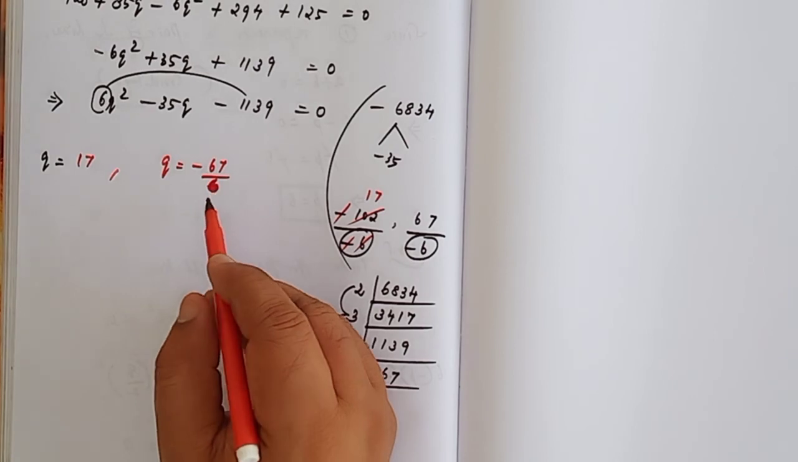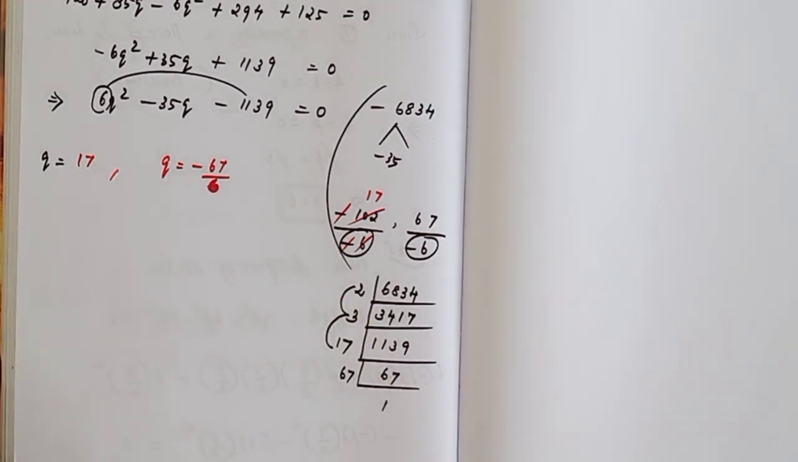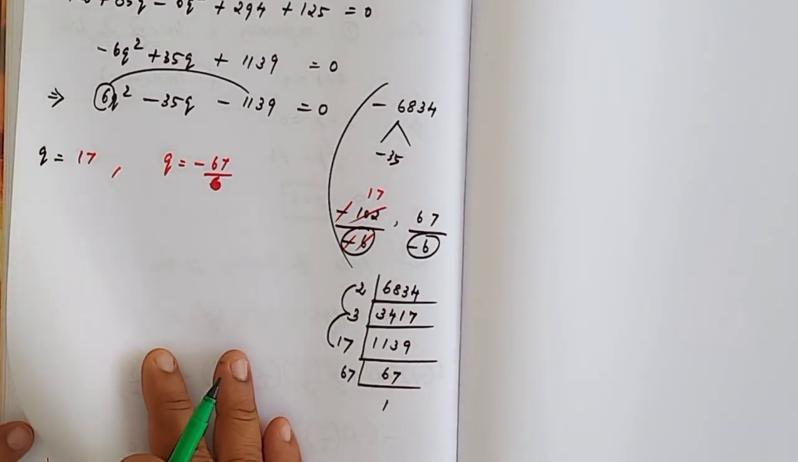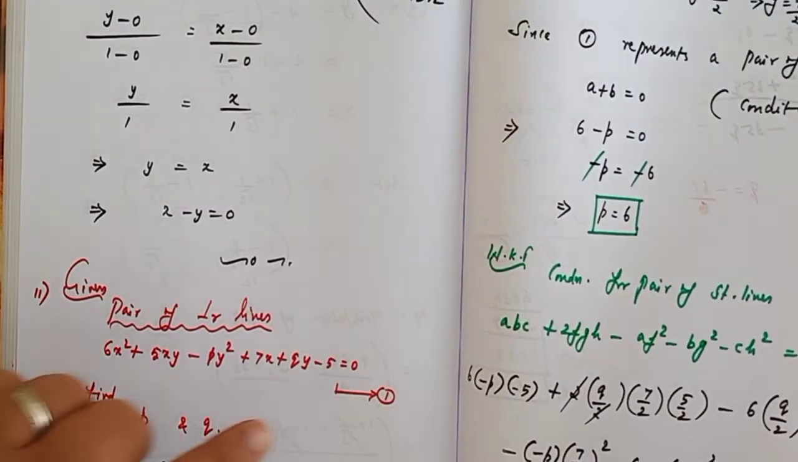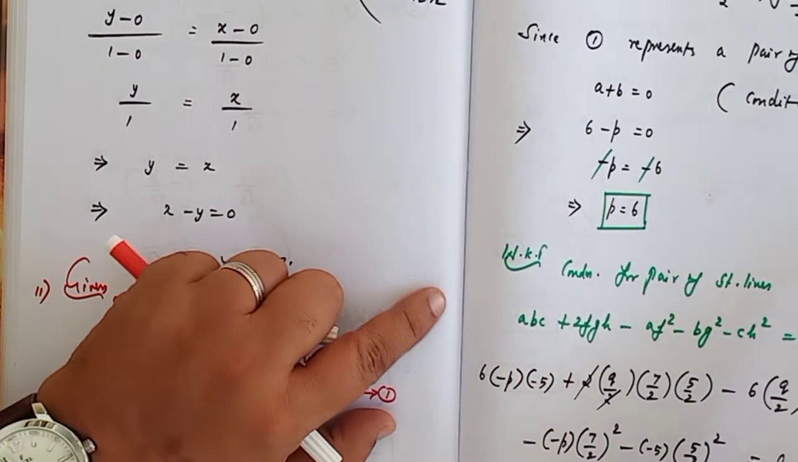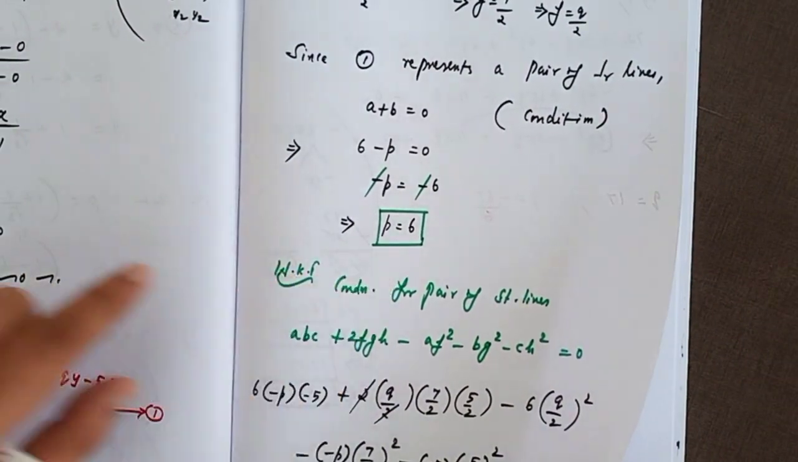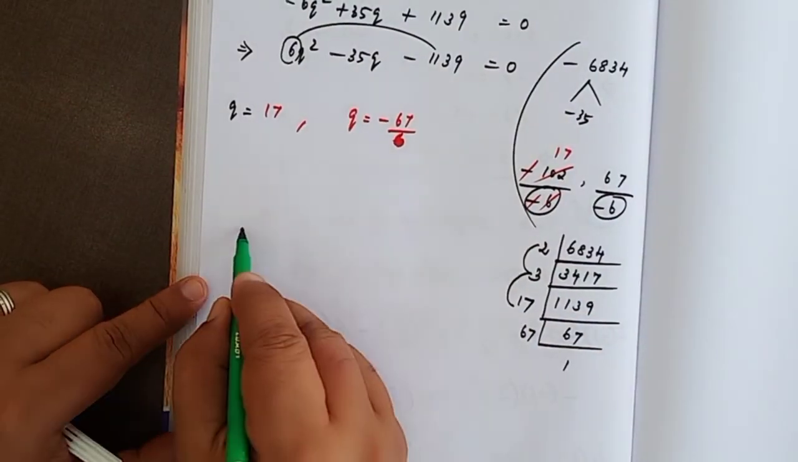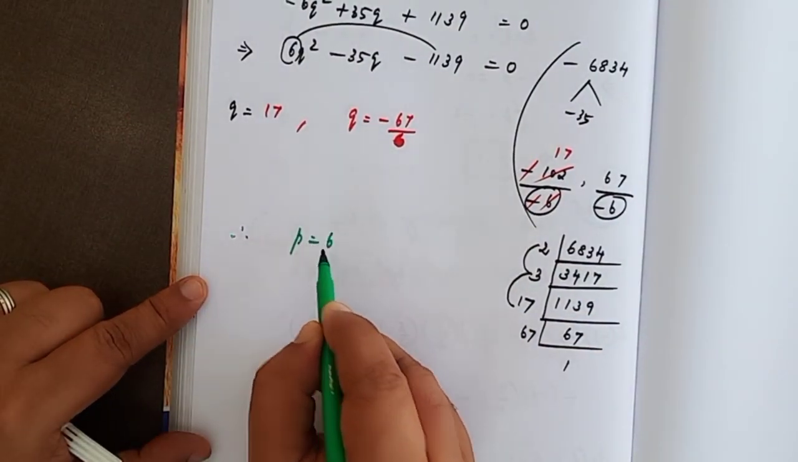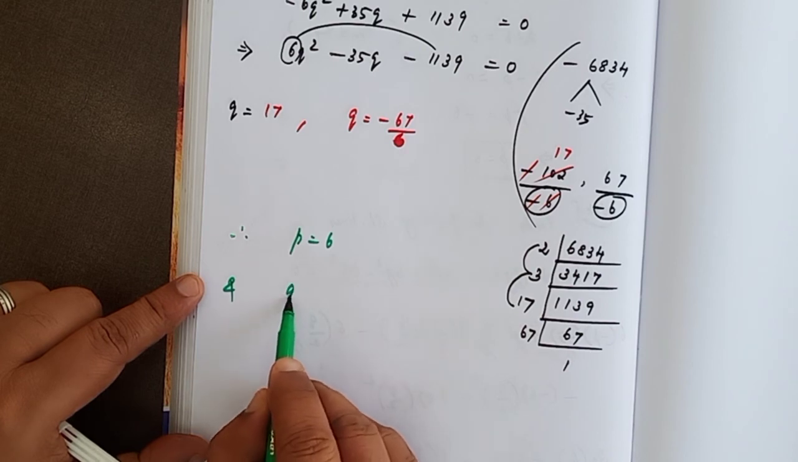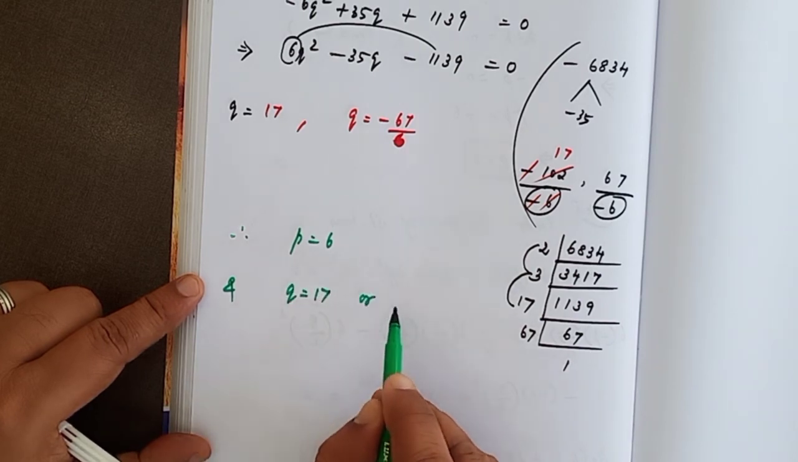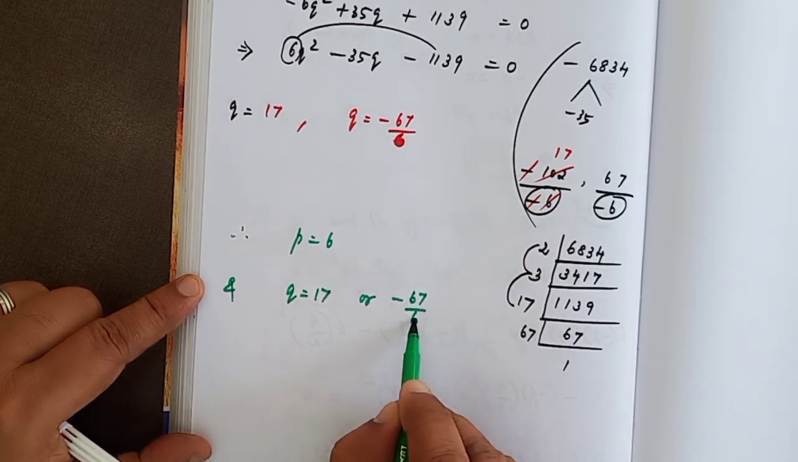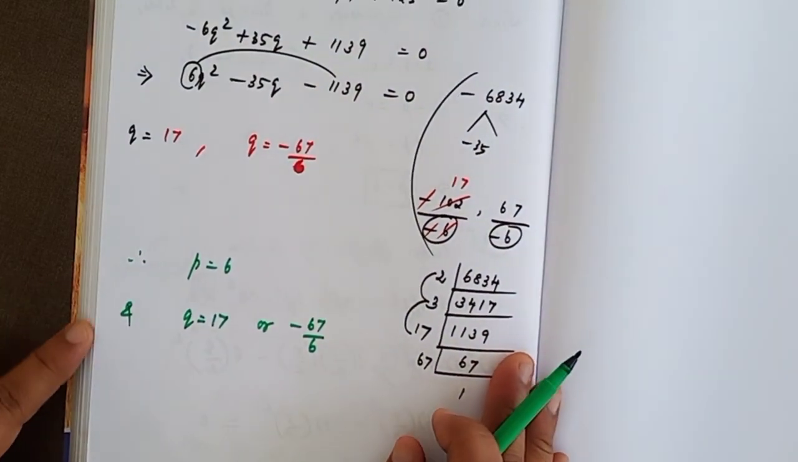So we got the two values for q. We are asked to find out the values of p and q only. We have p that is equal to 6. Finally write the result: p is equal to 6. Therefore, p equals 6 and q equals 17 or minus 67 by 6. Q has double values.